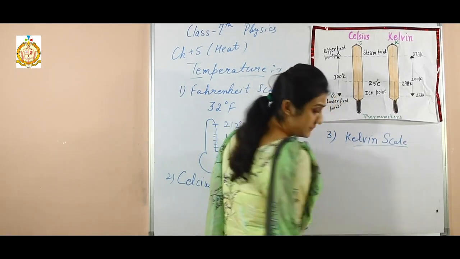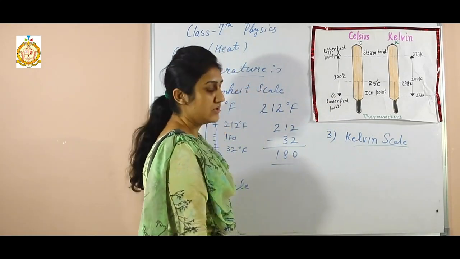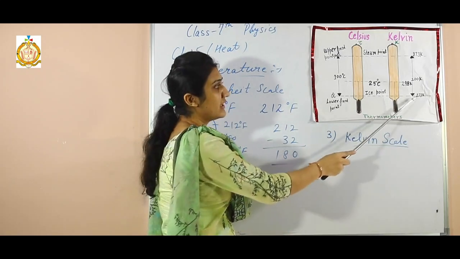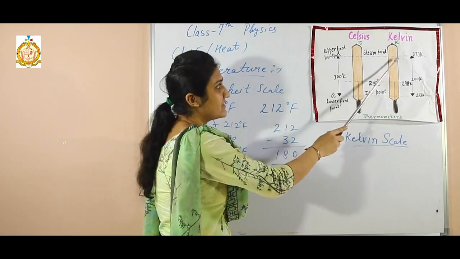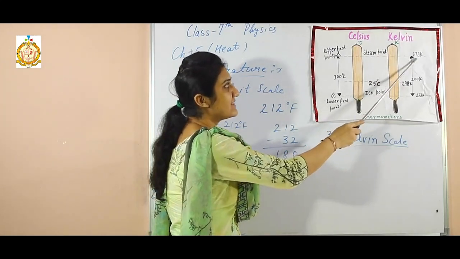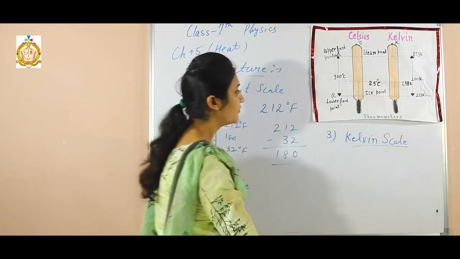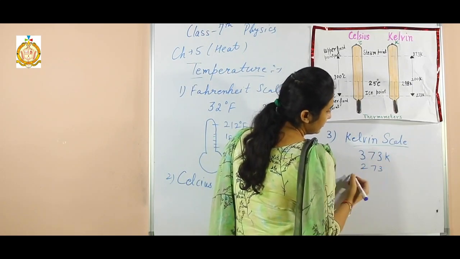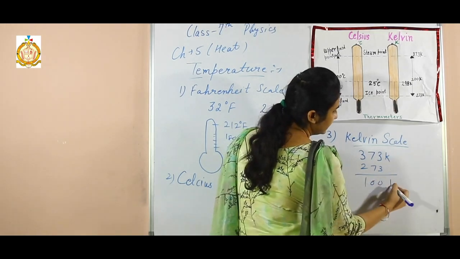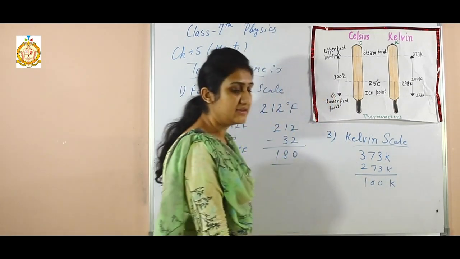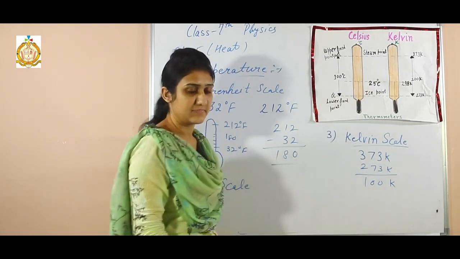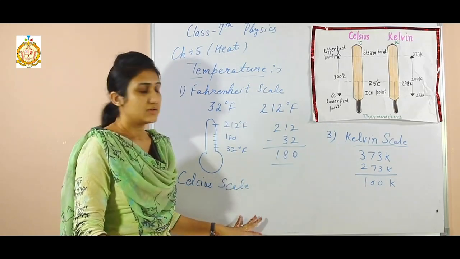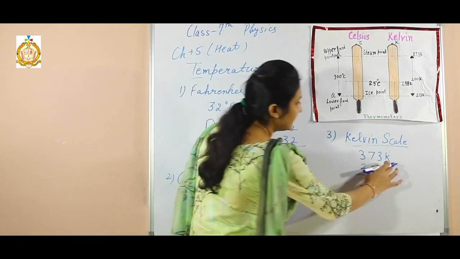In Kelvin scale, it starts from 273 Kelvin, and it is the ice point for the Kelvin scale, and it has the boiling point or steam point as 373 Kelvin. So from 373 Kelvin to 273 Kelvin there are again 100 Kelvin. That is, in this scale there are also 100 divisions. Now we shall discuss about the conversion of units. In Kelvin we write the unit simply K.